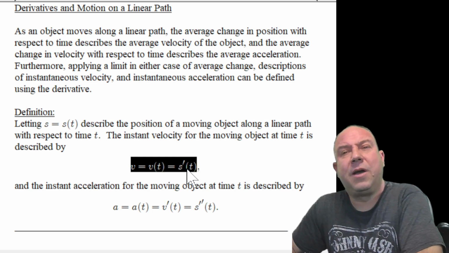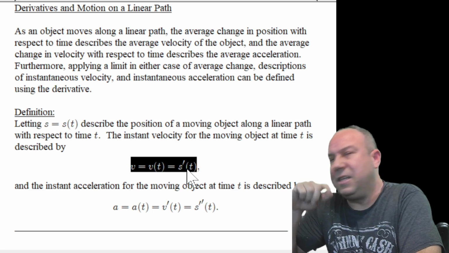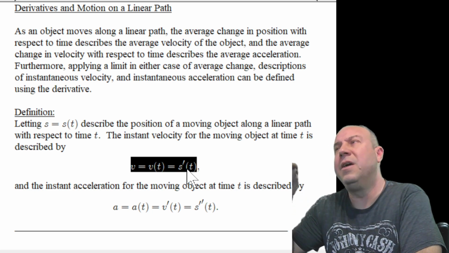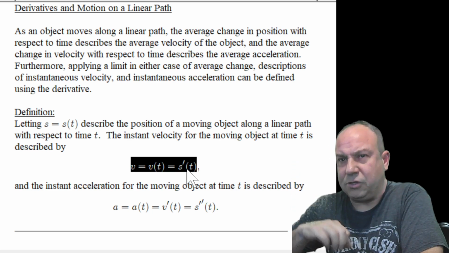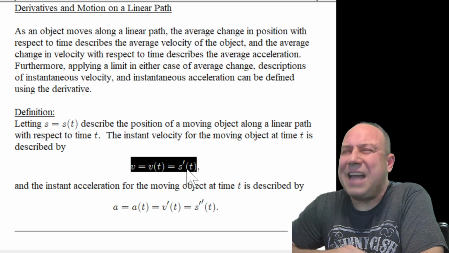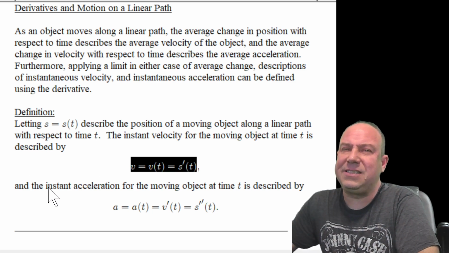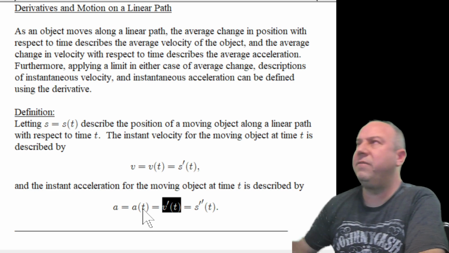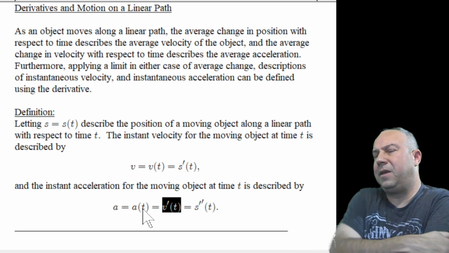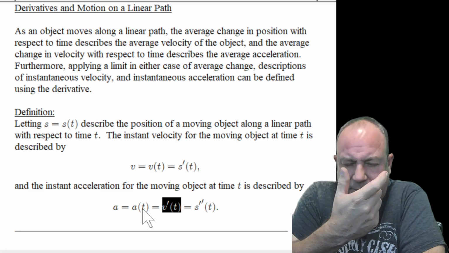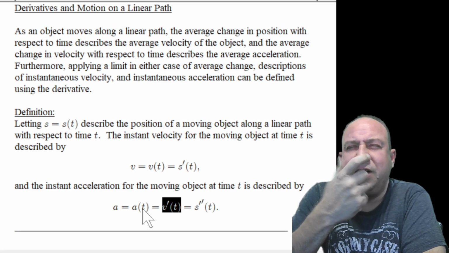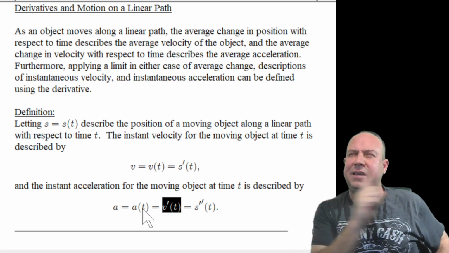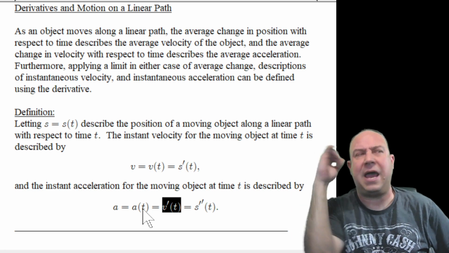Velocity, right? Velocity is the derivative of our position function. The instant velocity function is described by the derivative of our position function. Likewise, if we think about instant acceleration, it's actually described by the derivative of our velocity function. If I have a velocity function, I can calculate the average velocity over an interval of time, or I can use a limit and consider the instantaneous velocity at any given point in time as I move back and forth along this path.